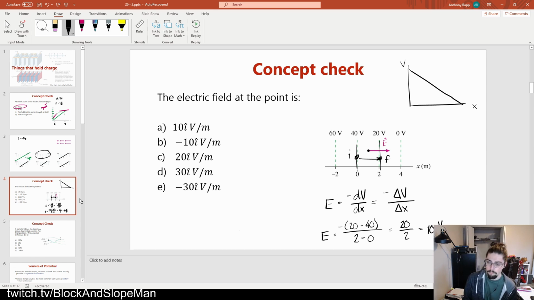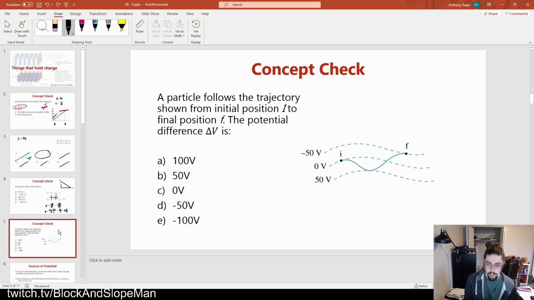Yes. So, one last concept check for now. But let's imagine, so I've got some no longer as clean, some wavy equipotential lines. I start from position I, I go to position F. What is the potential difference along my path? What do we think?